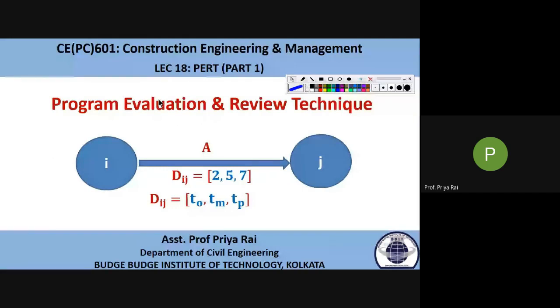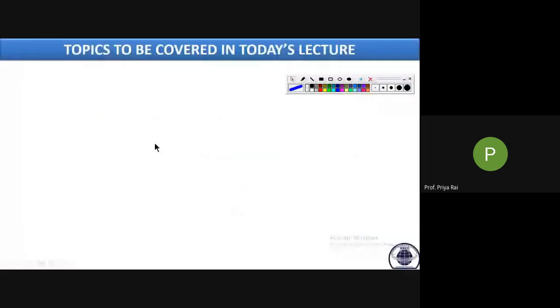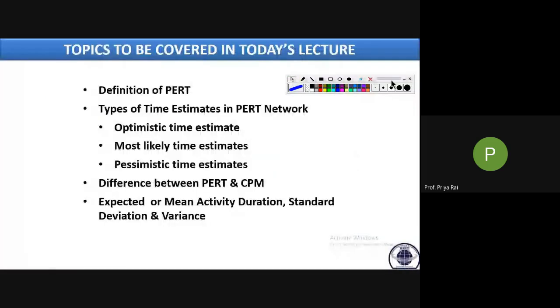So till now, whatever we have learned comes under the CPM method, that is the Critical Path Method. So today we will start a new technique, which is the PERT analysis. We will learn the definition of PERT, then we will discuss what the time estimates in the PERT network diagram are. These are optimistic time, most likely time, and pessimistic time. What are the definitions? What are the differences between these three time estimates?